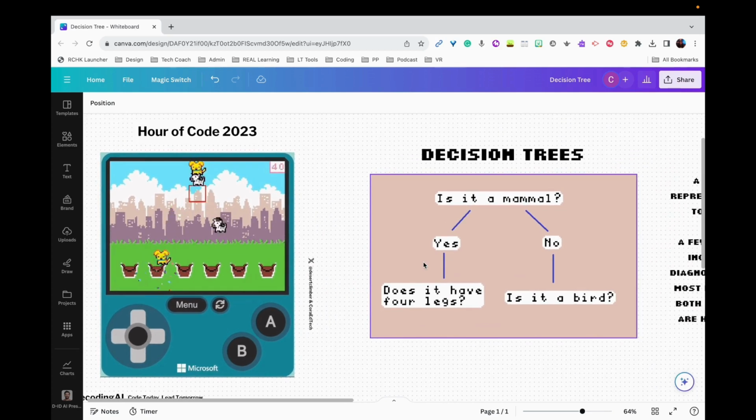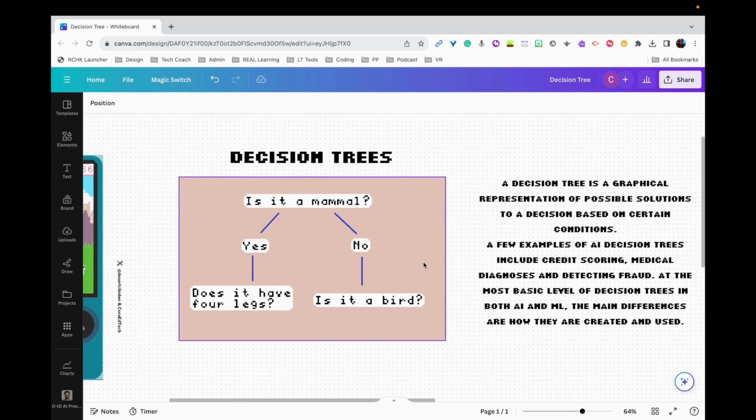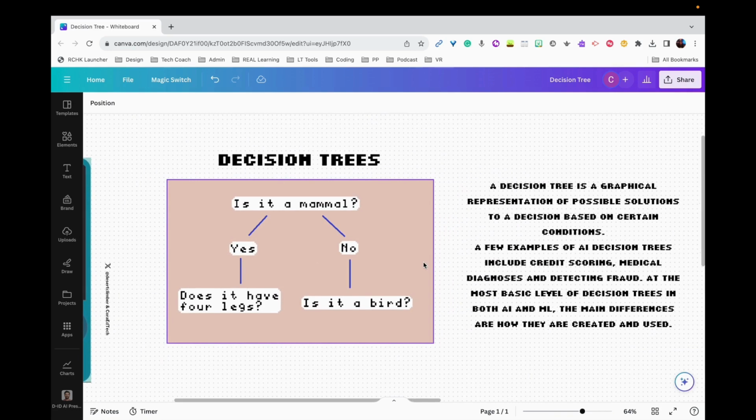So what is a decision tree? You can see this is a flowchart here. In this flowchart, is this a mammal? If it is a mammal, then yes. And then does it have 4 legs or 2 legs or 3 legs or no legs? Or is it a bird or not? By making this kind of decision, it can figure out what the real answer is. So a decision tree is a graphical representation of possible solutions to a decision based on certain conditions.